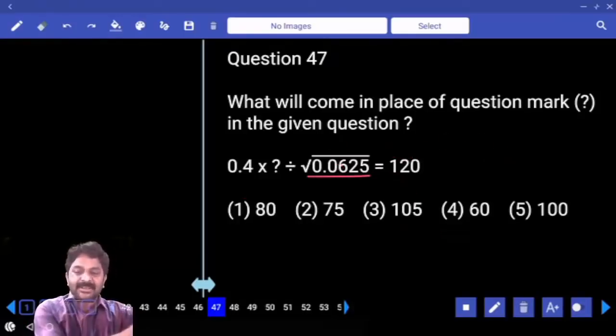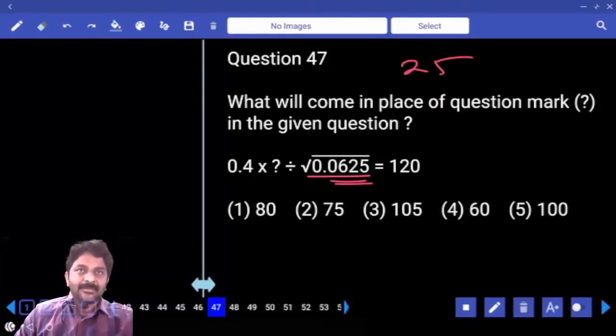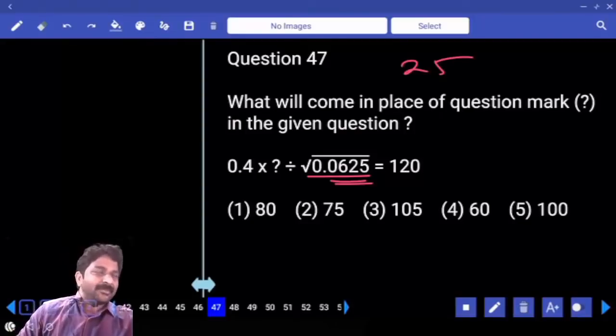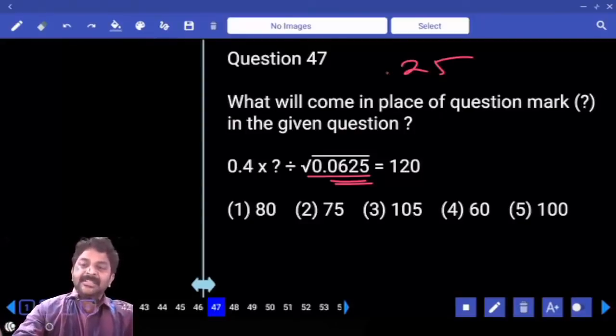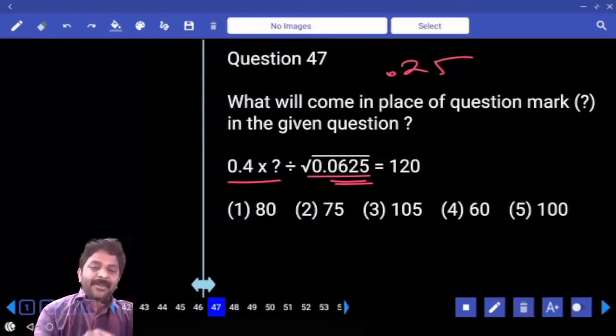Forget about this decimal. Under root of 625, that is 25 only. So, after decimal, inside under root value, how many digits are there? Then the original number should have only 2 digits. Then the number becomes 0.25, correct? Which is equal to, okay, 0.4.